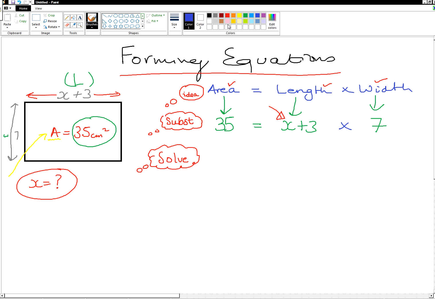Should be rulers in there. Is there a ruler? Yeah. Can't find one. Okay, sit down, take a seat.